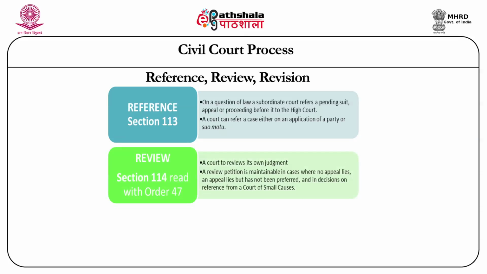Section 114, read with Order 47, empowers a court to review its judgment. This power can be exercised only upon an application by an aggrieved person. The power of review cannot be equated to appellate powers, and therefore the reviewing court cannot rehear the original case. A review petition is maintainable in cases where no appeal lies, an appeal lies but has not been preferred, and in decisions on reference from a court of small causes. An application for review can be presented as long as no appeal has been preferred.